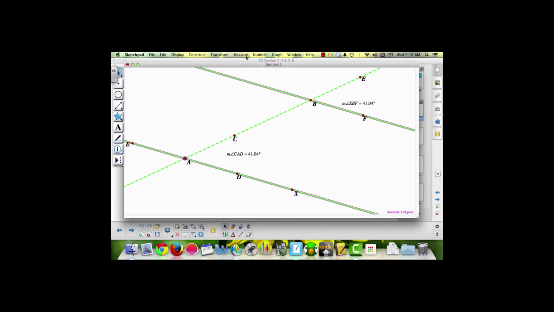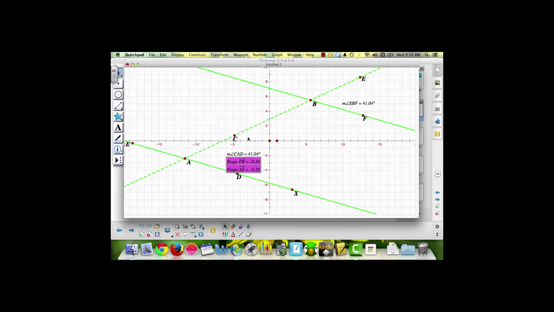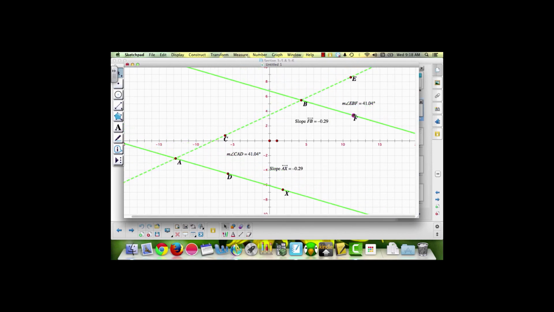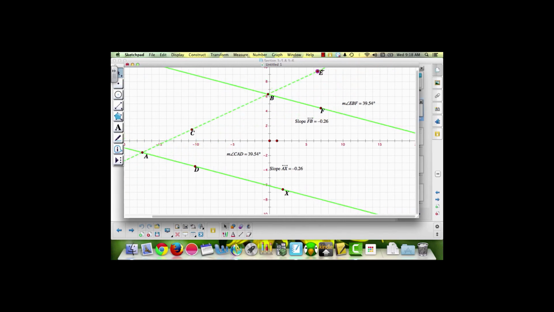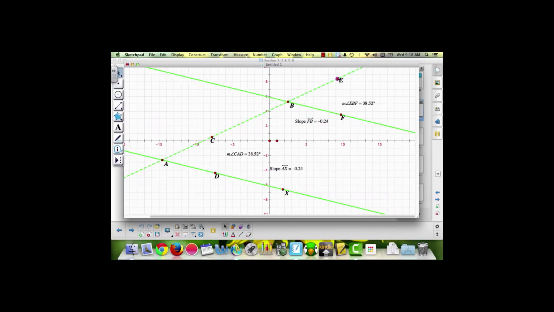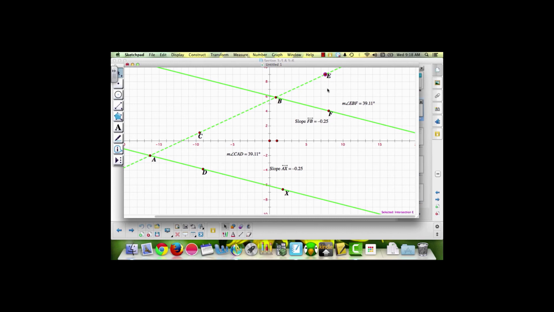I'm going to go ahead and measure their slope to see if that's true. And as you can see, the two lines have the same slope, which means that they are parallel. And once again, if I move things around, those lines stay parallel. So we can conclude that when I have a pair of congruent corresponding angles, I know that the two lines that make those congruent corresponding angles must be parallel.